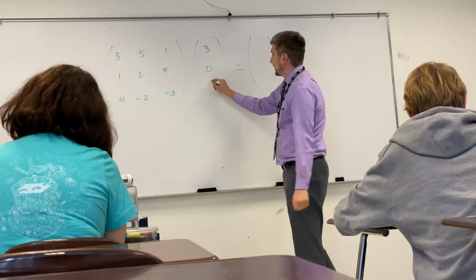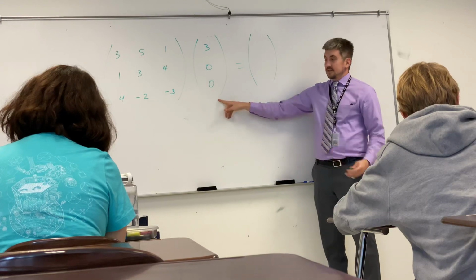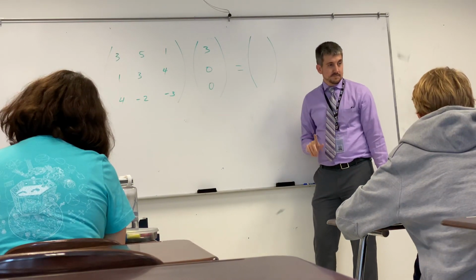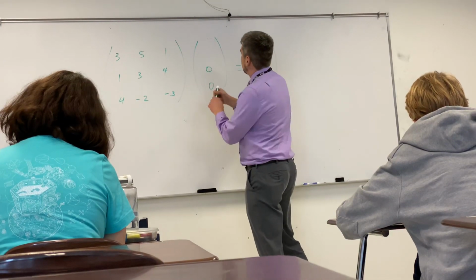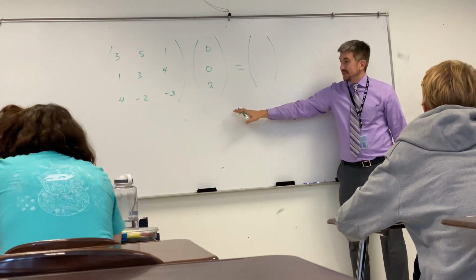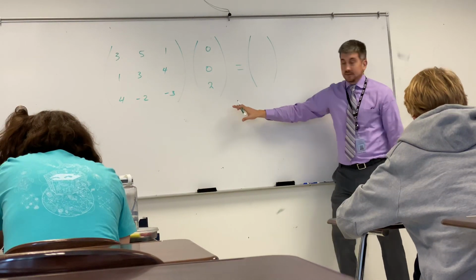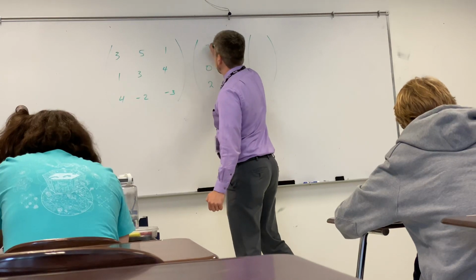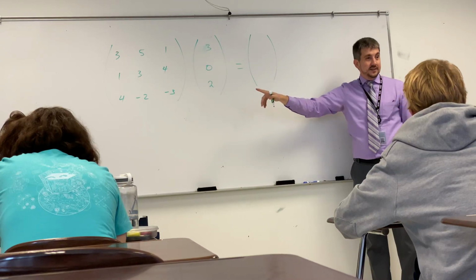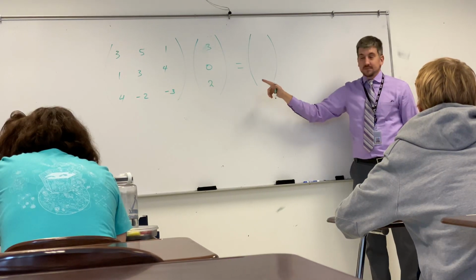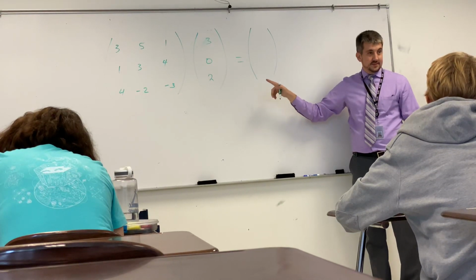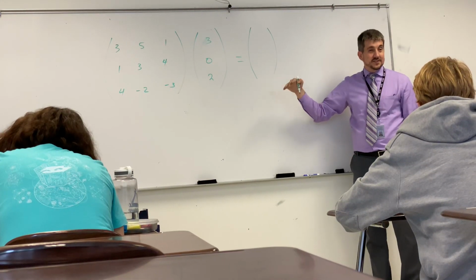Right. Because what would this have given us? The first column times 3. Yes. Okay. What would that have given us? The last column times 2. What would this give us? The first column times 3 plus the last column times 2. Oh, the system of equations. Yes, it looks like the system of equations.